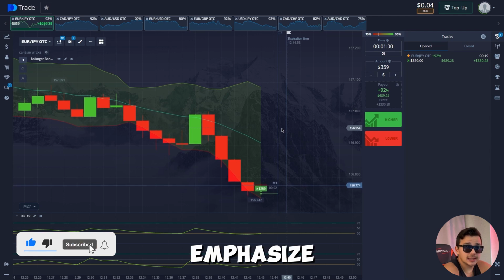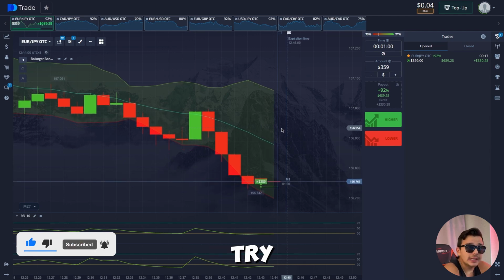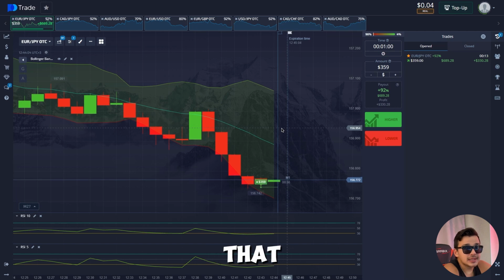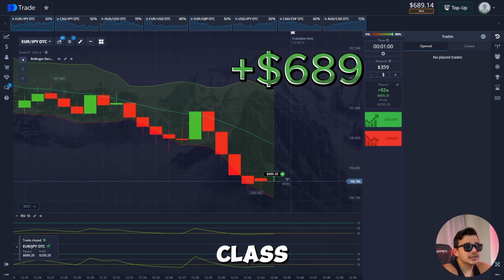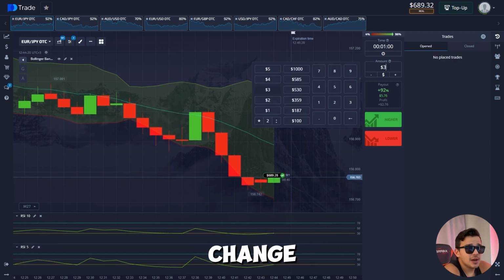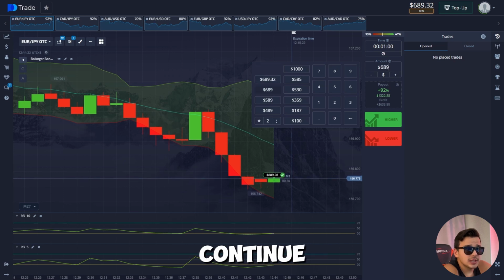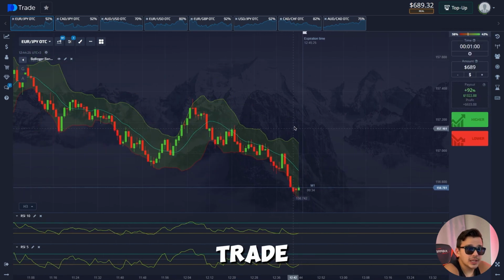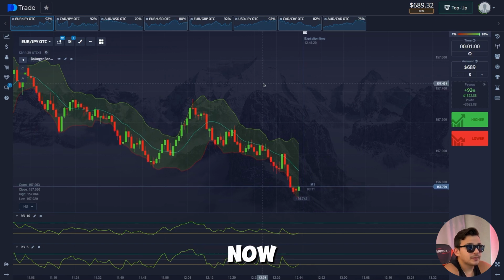So, to emphasize the result, I'm going to try to open the most reliable trades, so that you understand how to enter trades correctly. And the next trade we have closed in the plus. No problems again. Change the amount of the transaction, continue trading, and pick up the next currency pair. Open a trade on the downside now.